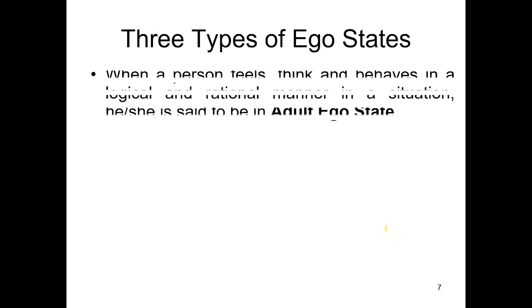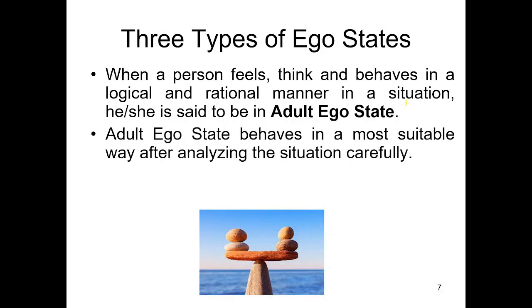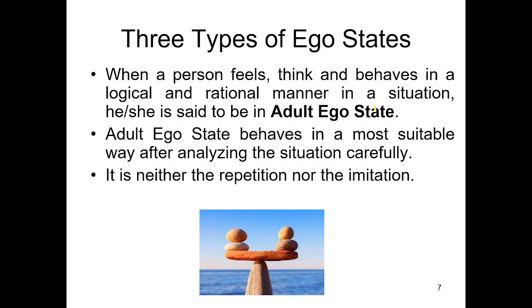And the last one is adult ego state. When a person feels, thinks, or behaves in a logical and rational manner in a situation, he or she is said to be in adult ego state. Adult ego state makes a balance between child ego state and parent ego state. It behaves in the most suitable way after analyzing the situation carefully. He has no prejudices and no pre-learned pattern of behavior. He analyzes the situation very carefully and behaves accordingly. So we have seen three types of ego states. It is neither the repetition nor the imitation of the past.